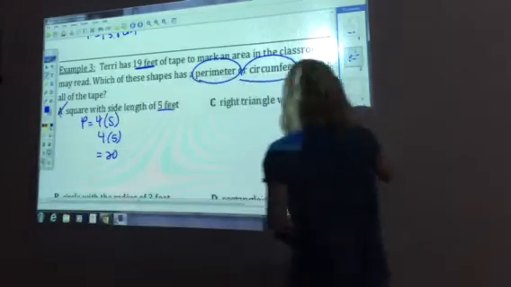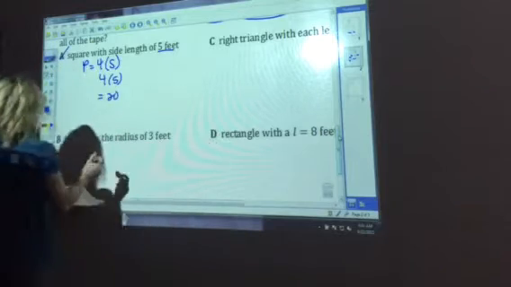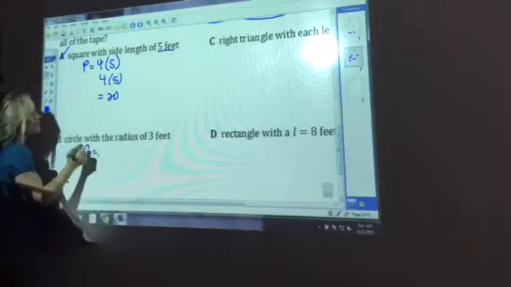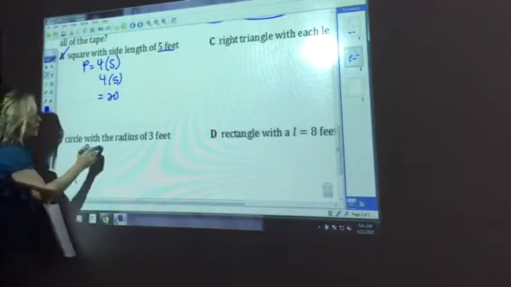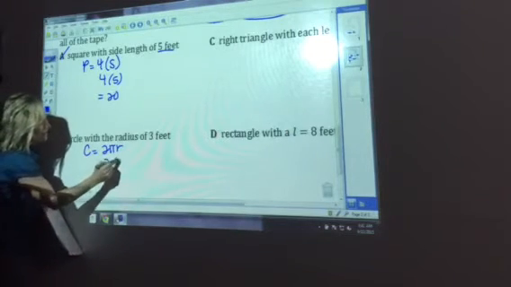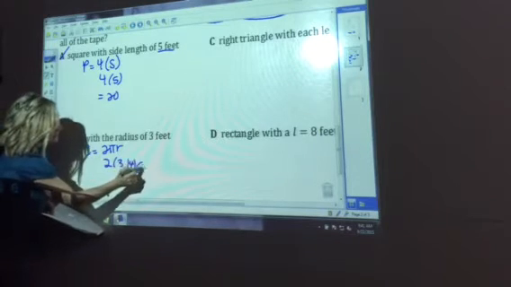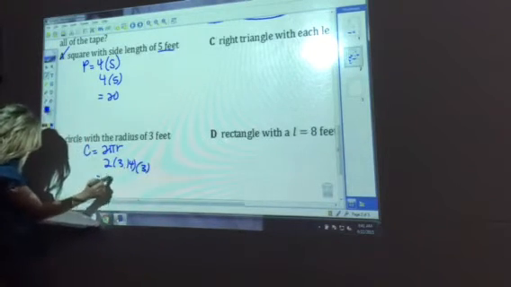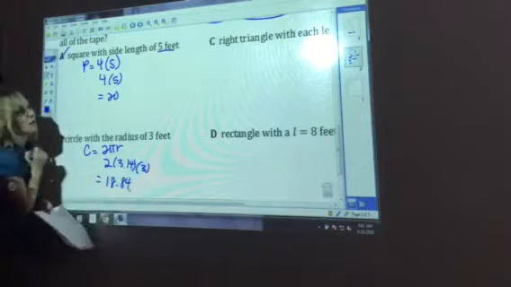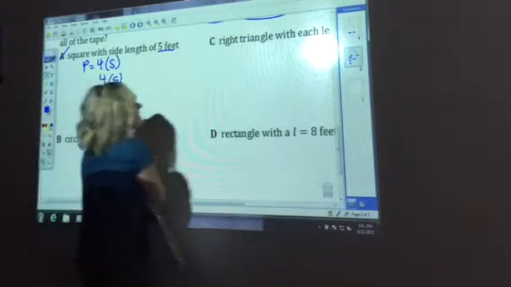On B, she has a circle with a radius of 3 feet. So the circumference, which is the same idea as perimeter, would be 2 pi r. So you have 2 times 3.14 times 3 feet would give us 18.84. 19 is the most, so we're almost using 19 there.